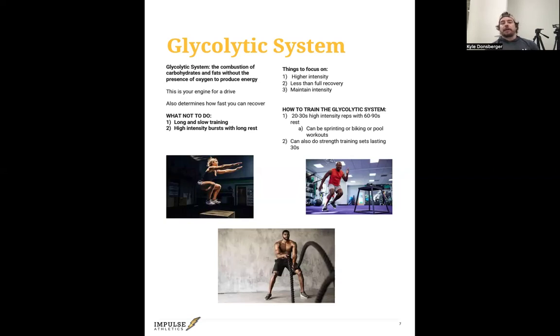Less than full recovery means that while we have a little bit of rest, we're not fresh. So we're grinding through it towards the end. When we're looking at training the glycolytic system, we're looking at that 20 to 30 seconds of high intensity reps with that 60 to 90 seconds rest. Once again, it doesn't really matter what you're doing. It could be sprinting, it could be biking, it could be pool workouts. You could also do circuits in the weight room, box jumps, battle ropes, that sort of stuff, lasting for that 30 seconds.